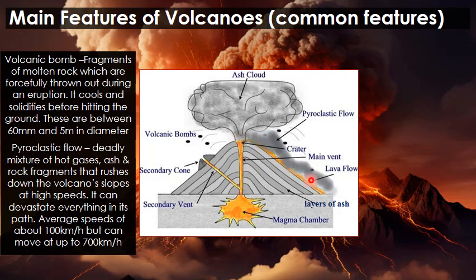So let's look at the pyroclastic flow. This is what we call the pyroclastic flow. What is it? It is a deadly mixture of hot gases, ash and rock fragments that rushes down the volcano slopes at high speeds. It can devastate anything in its path. The average speed is about 100 kilometers per hour, but it can move up to 700 kilometers per hour. So it's really crazy.